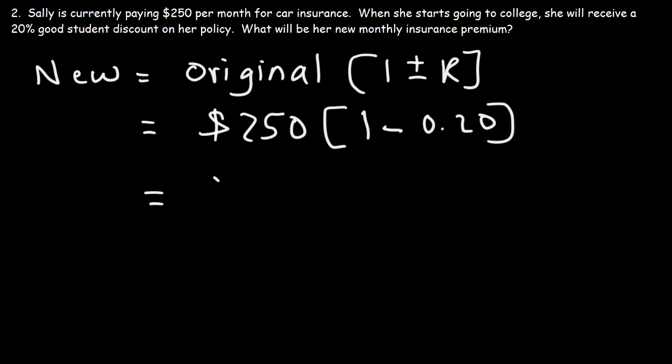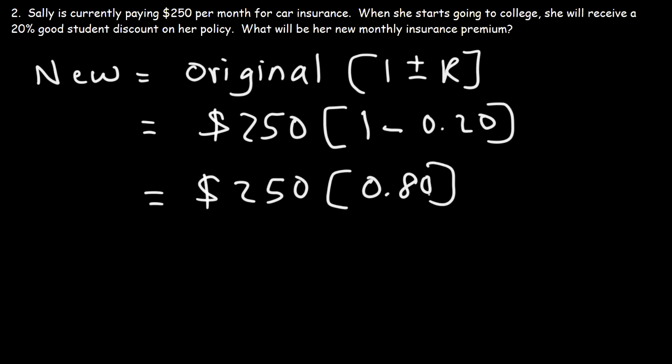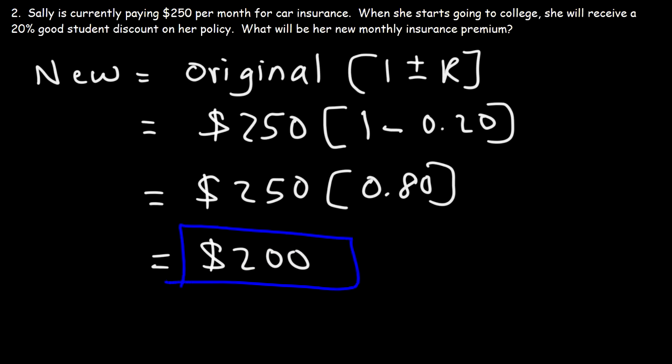One minus 0.20 is 0.80. So she's going to be paying 80% of her original premium, which was $250 per month. 250 times 0.8, that's 200. So this is going to be her new monthly premium after the 20% discount has been applied. That's the answer.